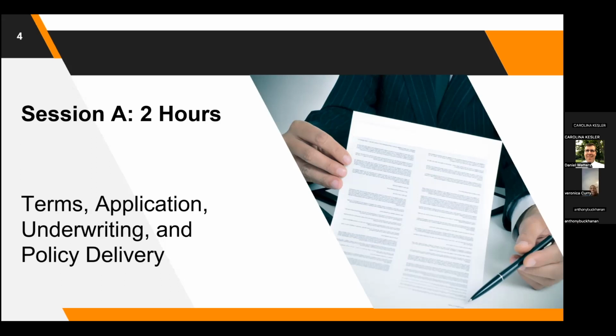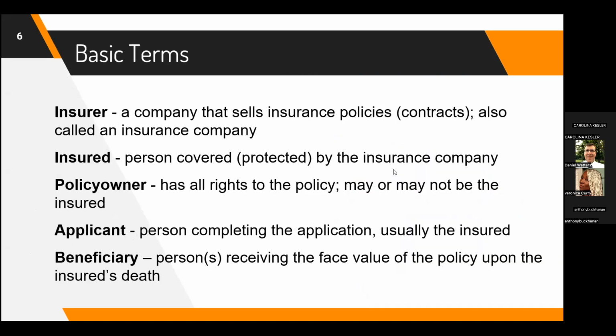So we're going to look at the terms, because if you learn the terminology, you know what the words mean, it makes it a lot easier, right? When you go take the test, you're not going to have to think too much because you have my cheat sheets. So we're looking at the application, underwriting, and policy delivery. The insurer is a company that sells insurance policies or contracts, also called an insurance company. We work for Primerica. They're our insurer, right? The insured is a person, a client, protected by the insurance company. I always say insurer or insured, so you will learn to look for that when you're taking the test, so you know who they're talking about, right?